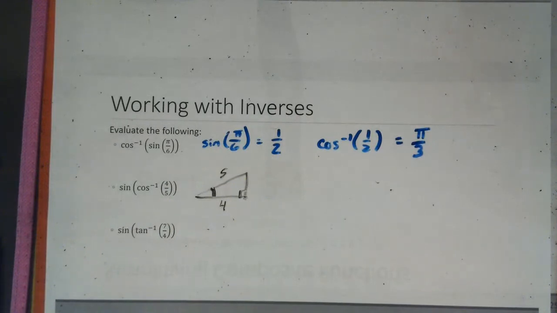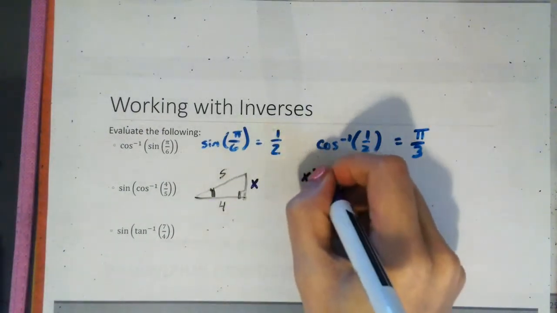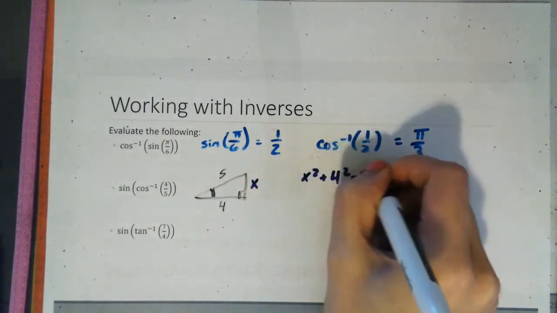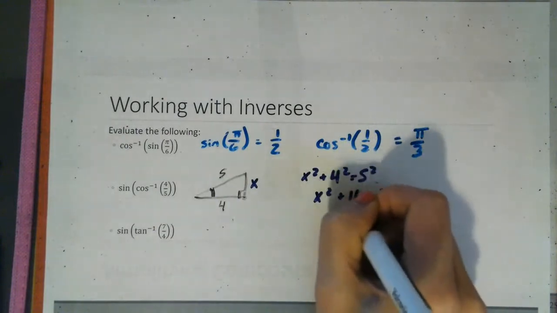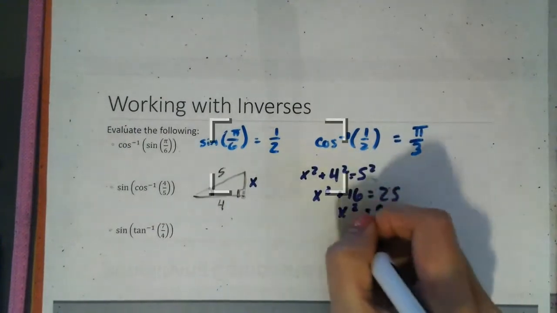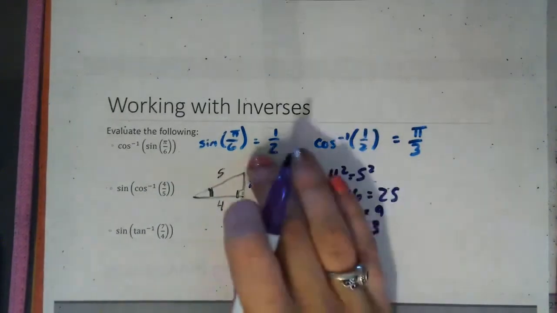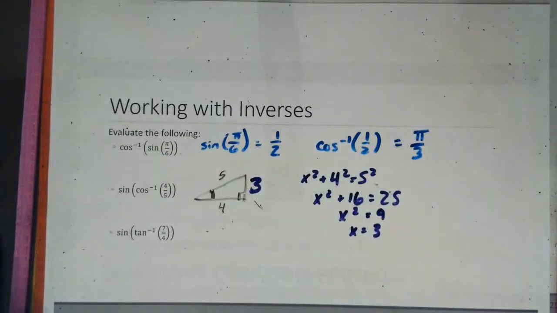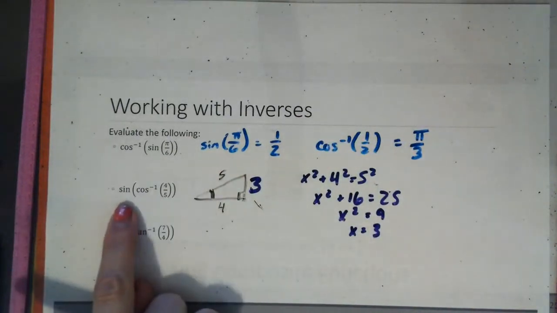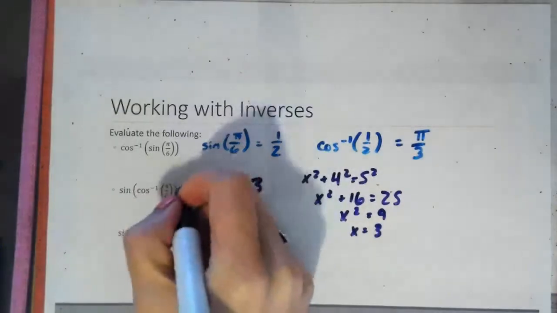Using the Pythagorean theorem, if I call this x, then x squared plus 4 squared equals 5 squared. X squared plus 16 equals 25. Subtracting 16 over, x squared equals 9, and x is equal to 3. If I know that's equal to 3, then I can find the sine of my angle. It's opposite over hypotenuse, which will be 3 over 5.